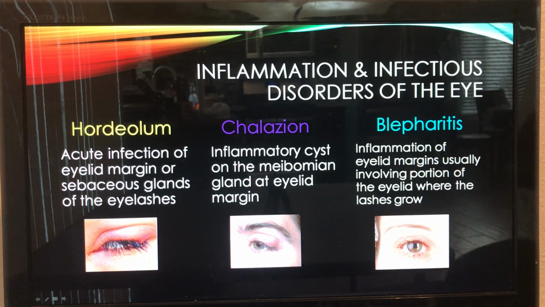So now we're going to talk about inflammation and infectious disorders of the eye. Your three main ones, you have your hordeolum, chalazion, and blepharitis. And these are what we know as styes. So with hordeolum, you have acute infection of the eyelid margin or sebaceous glands of the eyelashes. With the chalazion, you have inflammatory cyst of the gland at the eyelid margin. And with blepharitis, you have inflammation of eyelid margins, usually involving the portion of the eyelid where the lashes grow.